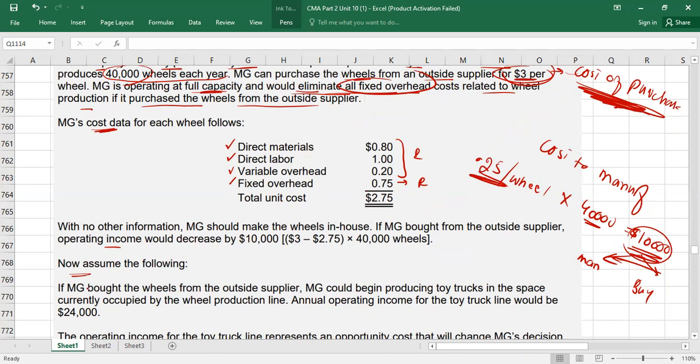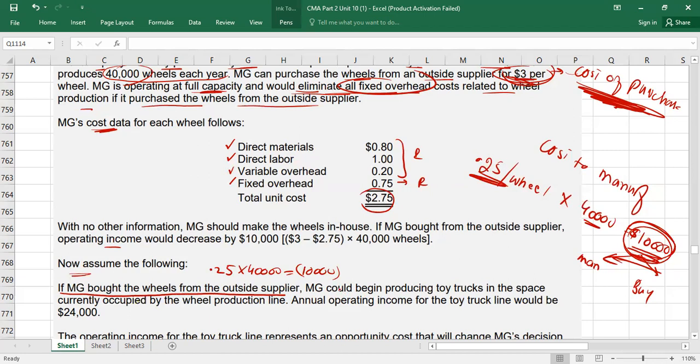Now assume the following. If MG bought the wheels from outside supplier, if you buy from outside supplier, you are losing $10,000 here. I told you, because cost to manufacture is 2.75, but you are buying for $3. If you buy, you are paying $0.25 extra. And you have to buy 40,000 wheels. If you buy, you will lose money of 10,000. So this would be your loss. That is why I wrote it as a negative value.